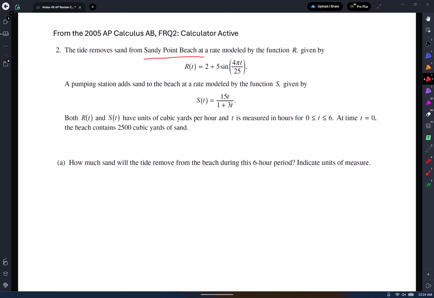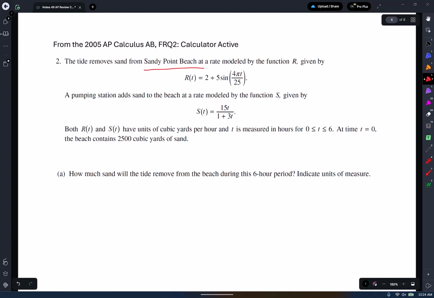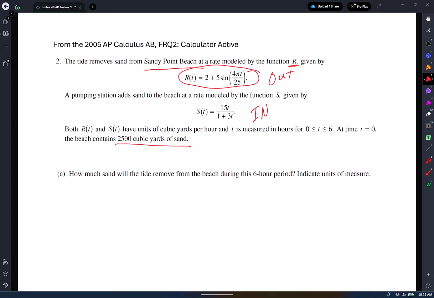Okay. The tide removes sand from Sandy Point Beach at a rate modeled by the function R. They're using R as remove. A pumping station adds sand to the beach at a rate modeled by the function S. So this is out and in. Both R(t) and S(t) have units of cubic yards per hour, and t is measured in hours between 0 and 6. At time t equals 0, the beach contains 2,500 cubic yards of sand. Do we understand what we're doing?